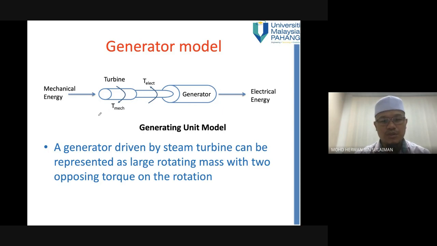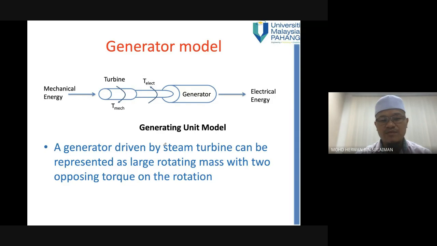Okay, so basically this is the generating unit model. In terms of the block diagram, we have a mechanical input, mechanical energy input, so the turbine will rotate. So we have the Tmac, and then normally T mechanical and T electrical will contradict each other in order to produce the electrical energy from the generator. So this is the simple block diagram from the mechanical input to the electrical energy output.